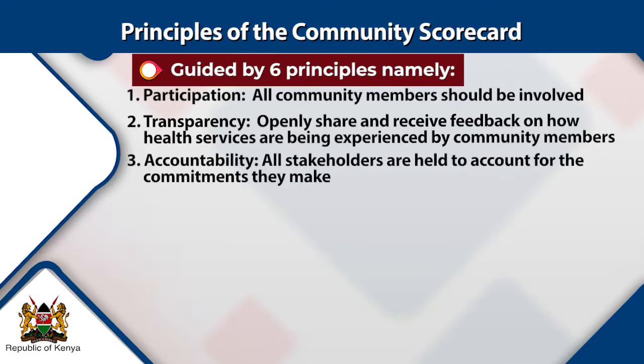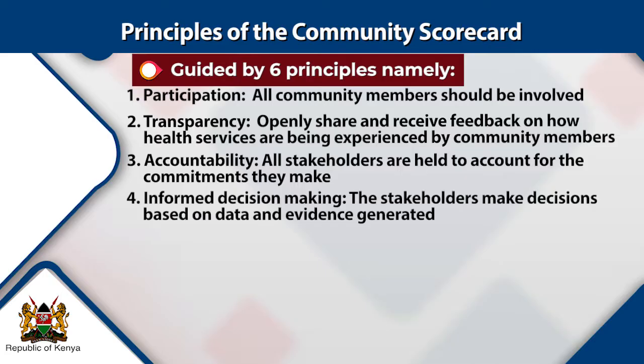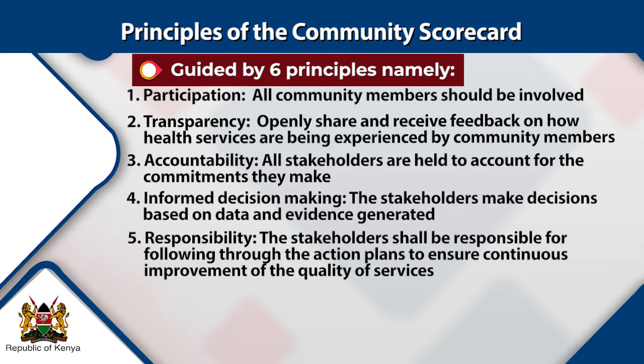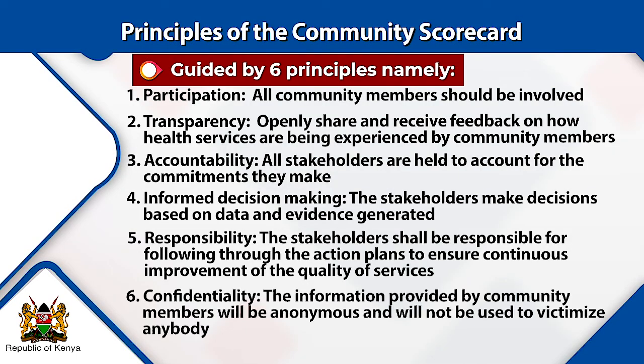3. Accountability. All stakeholders are held to account for the commitments they make. 4. Informed decision making. The stakeholders make decisions based on data and evidence generated. 5. Responsibility. The stakeholders shall be responsible for following through the action plans to ensure continuous improvement of the quality of services. 6. Confidentiality. The information provided by community members will be anonymous and will not be used to victimize anybody.